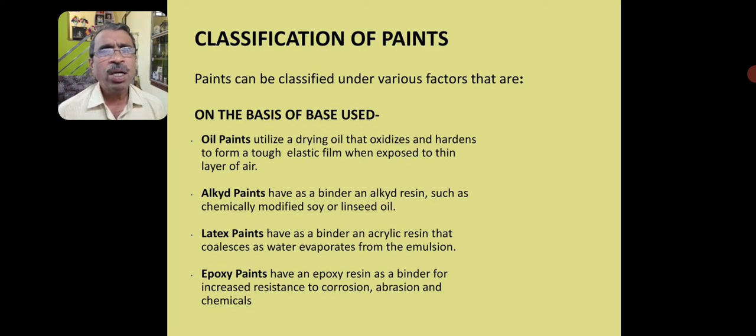Alkyd paints have as a binder an alkyd resin such as chemically modified soya or linseed oil. Latex paints have as a binder an acrylic resin that coalesces as water evaporates from the emulsion. Lastly, epoxy paints have an epoxy resin as a binder for increased resistance to corrosion, abrasion, and chemicals.